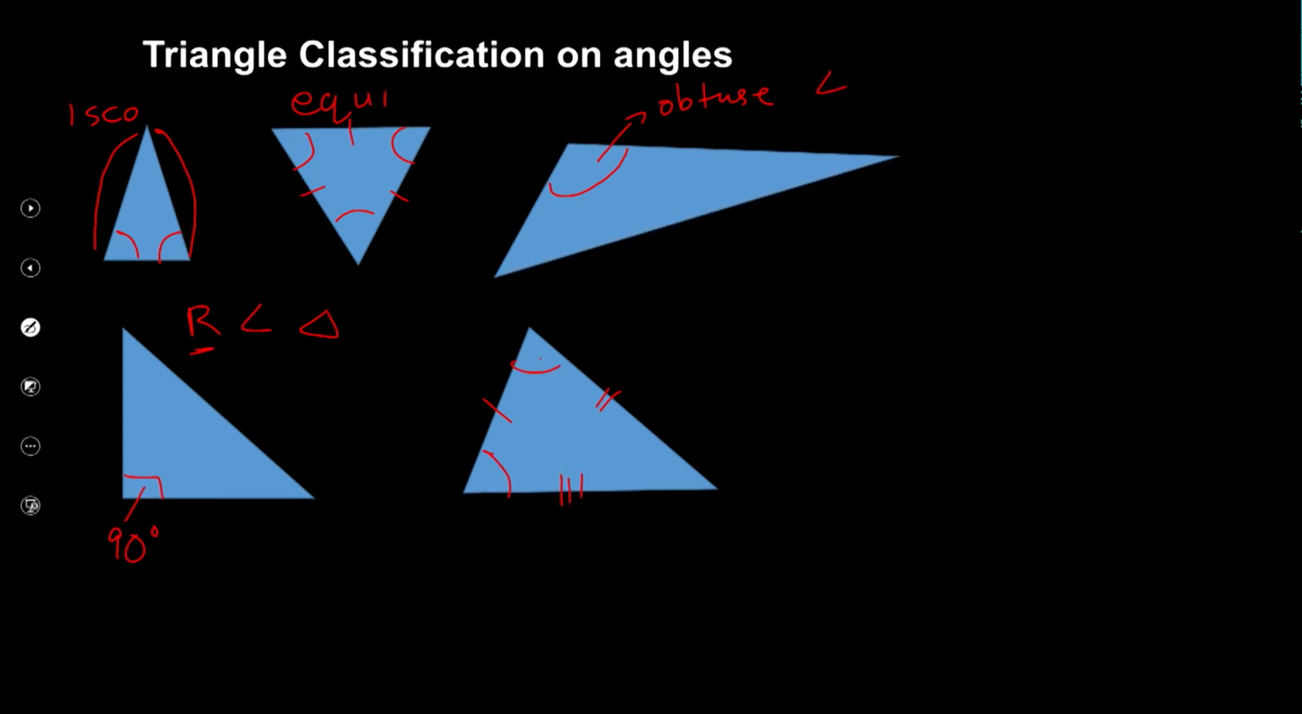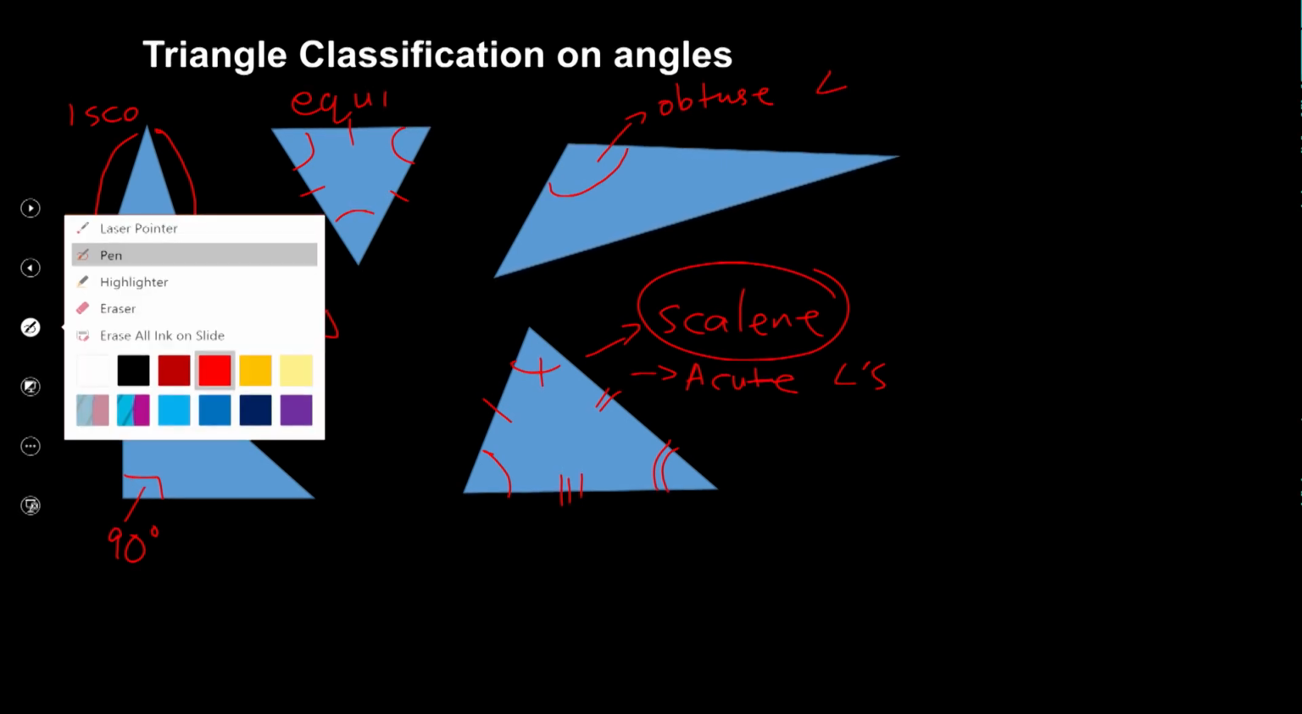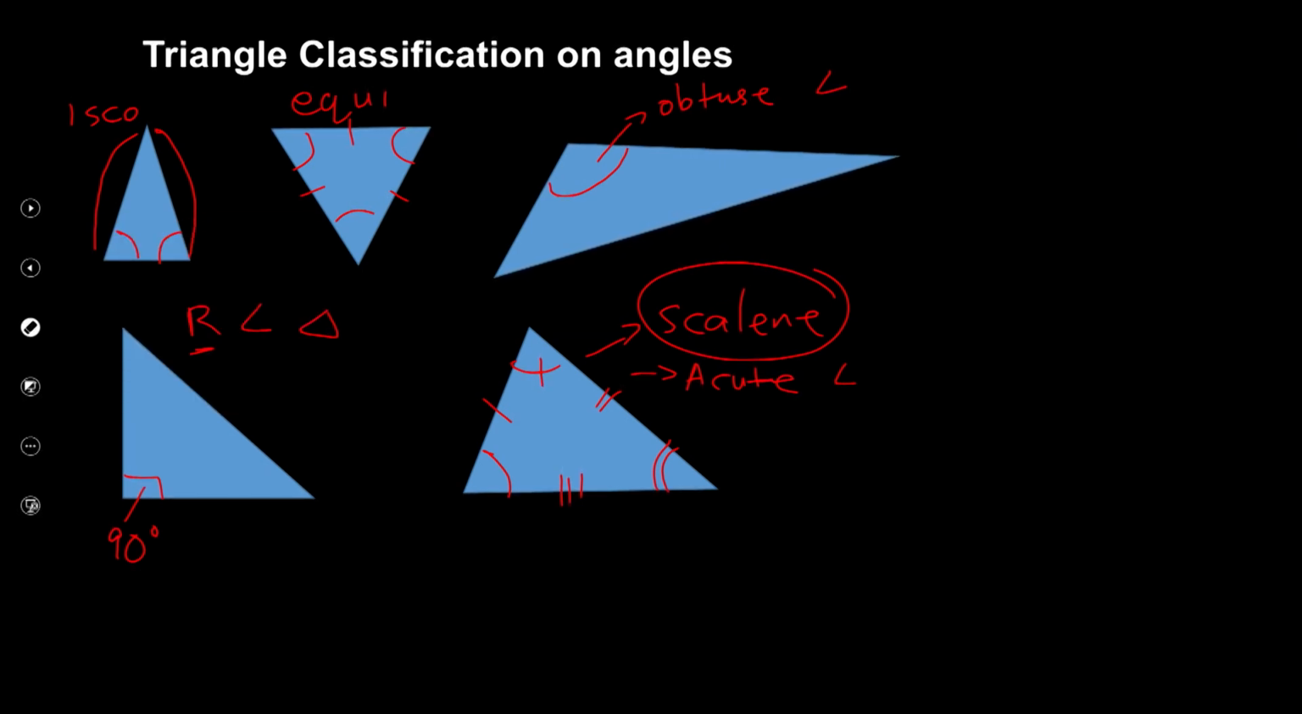This is different from that, which is also different from that. So as a result, none of the angles are equal. We can call it a scalene. Remember, this is a scalene triangle, right? So we have isosceles, we have equilateral, we have obtuse, we have right-angled triangle, and then a scalene triangle can also be called the acute angled triangle. Acute angled triangle, not angles. So it's acute angled triangle.